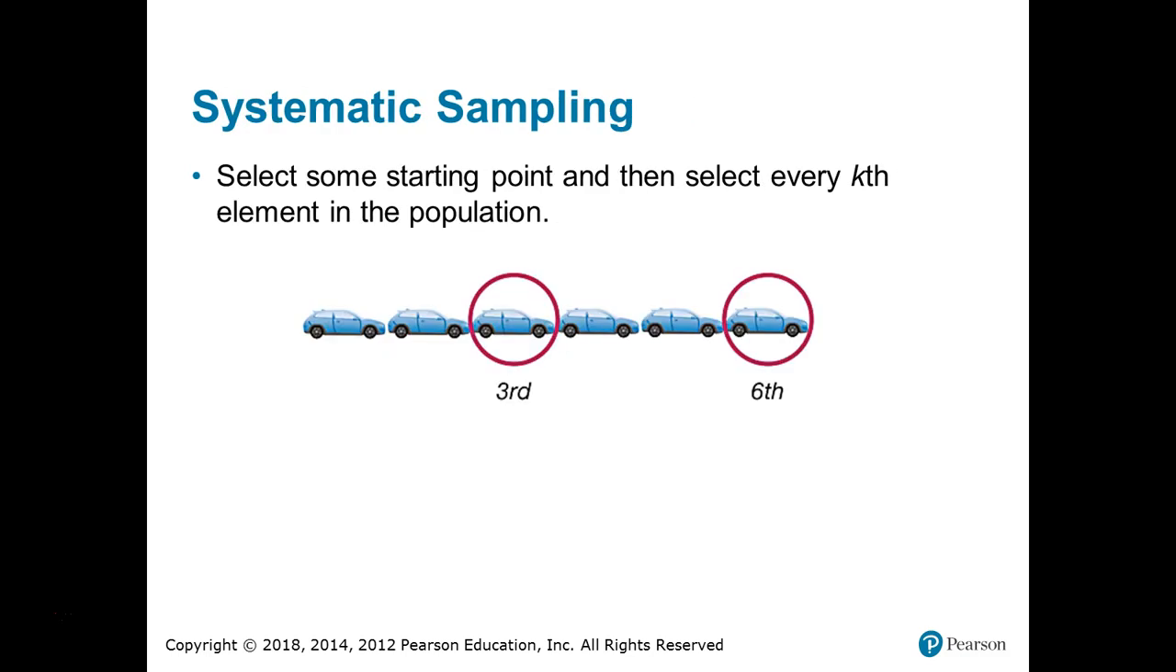Systematic sampling is when you select some starting point and then choose every kth element in the population. So you have people in a line, and I'm saying I'm going to choose every third person. So the third person, the sixth person, the ninth person, the 12th person, come with me, and I'm going to sample you guys to do my test on. That would be systematic.